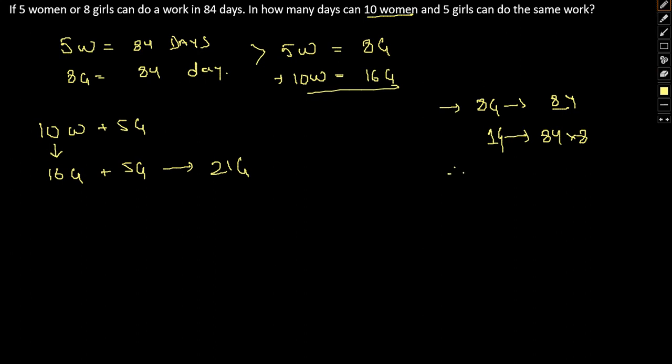So therefore, if 21 girls do the same work, they'll take 21 times less than what a single girl will take. So 21 times less would be 84 into 8 by 21, which is 4 into 8. So 21 girls would take 32 days to complete the work. So I hope this is clear how we came about with the solution. It's just a matter of substitution.